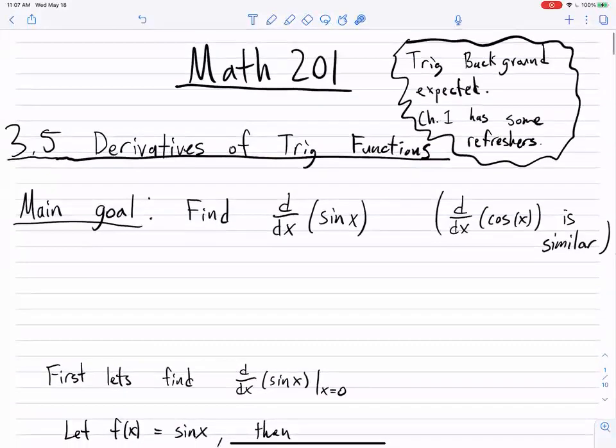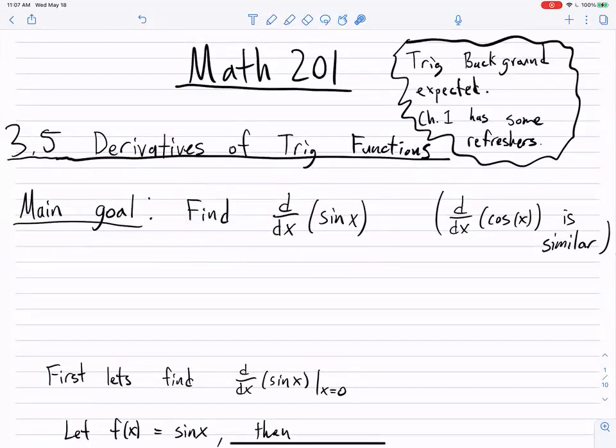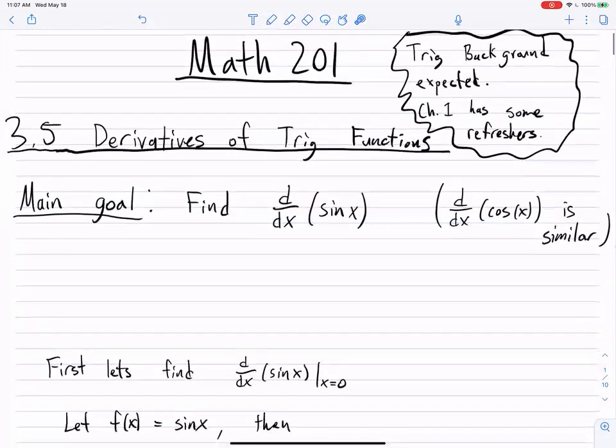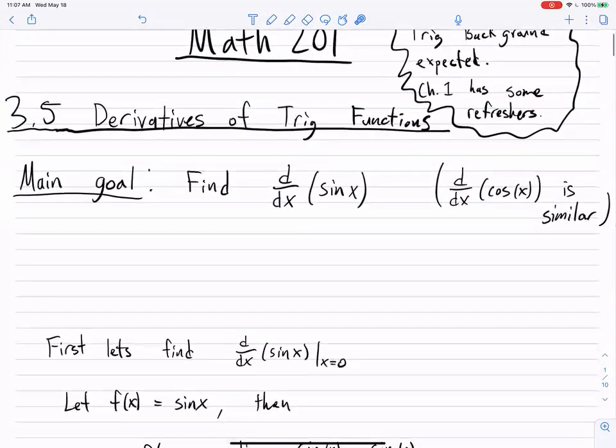Okay. Derivatives of trig functions. So we're going to take derivatives of trig functions. Our main goal today is to find the derivative of sine of x. And the derivative of cosine of x is very similar, but we're going to focus on this one, and I'll just tell you what that one is. I will go through some proofs, but for the sake of time, again, kind of fast. They're just good things to see and know, but I won't ask you to be able to reproduce them.